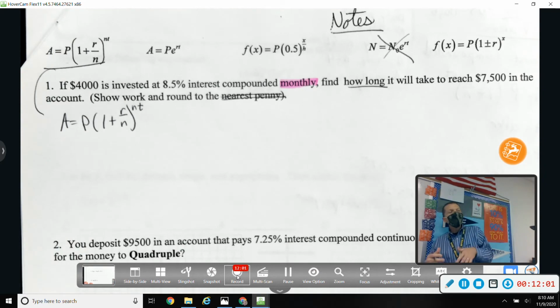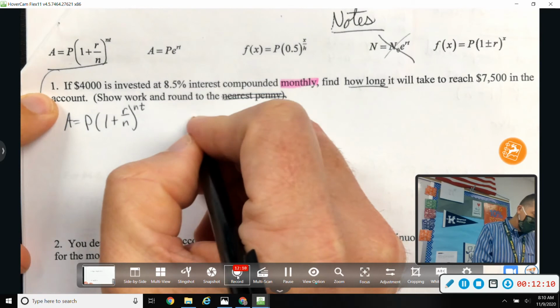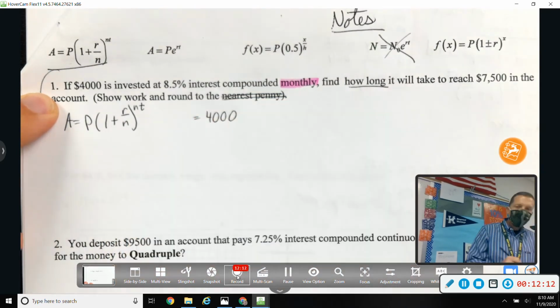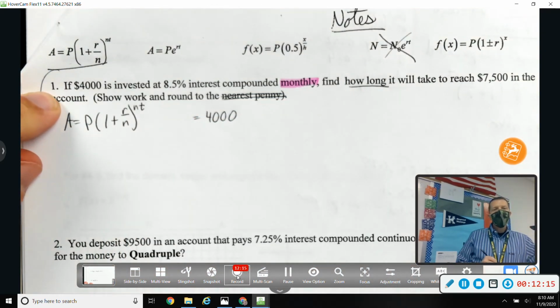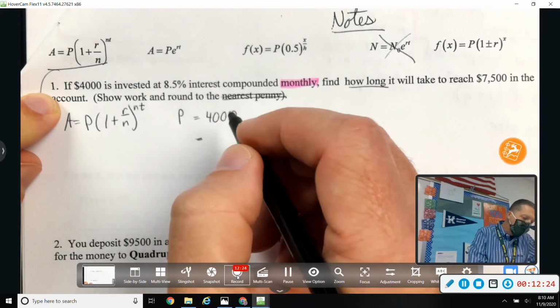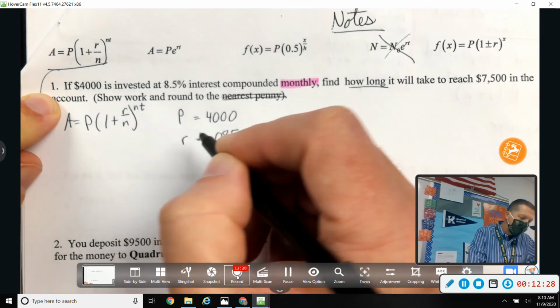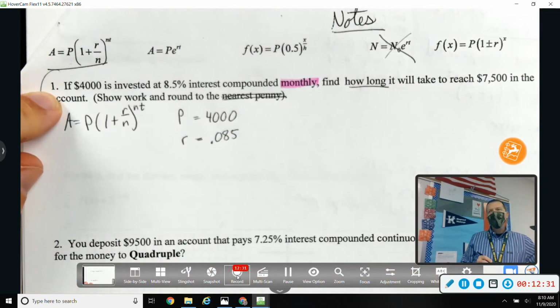Let's list out what we know, list out what we're looking for, and then we'll plug it in and see what we need to do. So 4,000 is invested. So 4,000. Which variable is that? That's the pre. That's what we're starting with. At 8.5%, I'm going to change that to 0.085 because that's the rate. Again, 2 decimal places. Be careful with the rate.